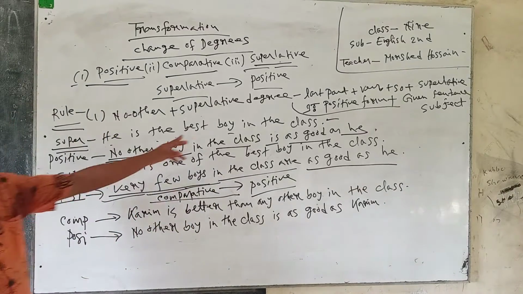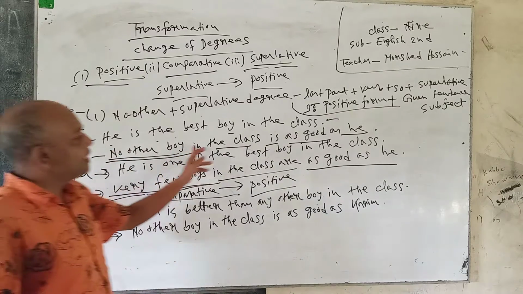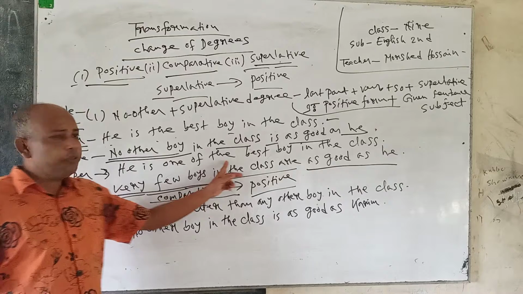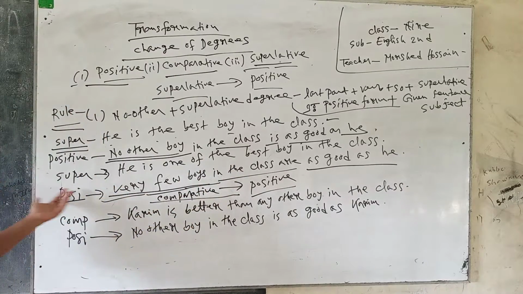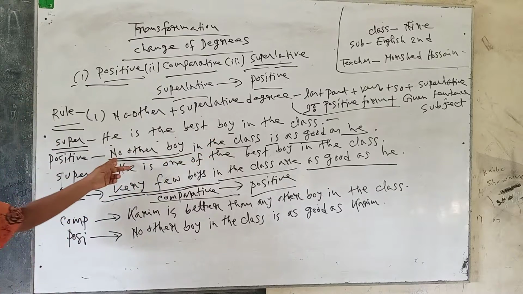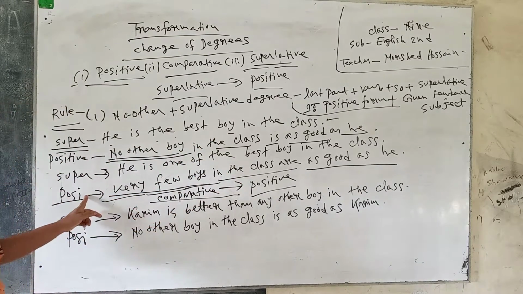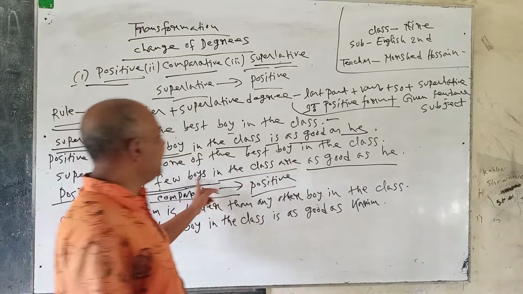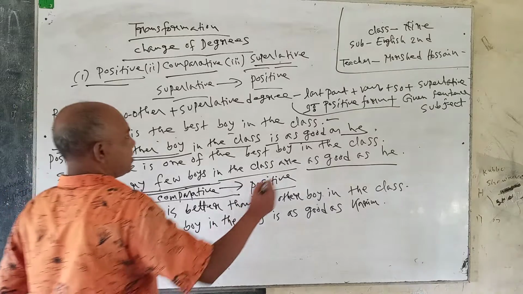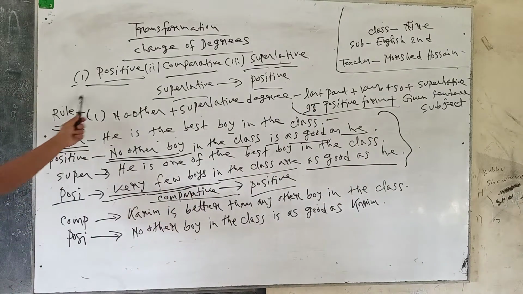If it indicates he is the best boy in the class, the rule will be no other boy in the class is as good as he. If it indicates he is one of the best boys, there is another rule, very few. Directly the best boy, the rule is no other boy. If he is one of the best boys, then it will be very few: very few boys in the class are as good as he. So learners, we have discussed how we can change superlative to positive.